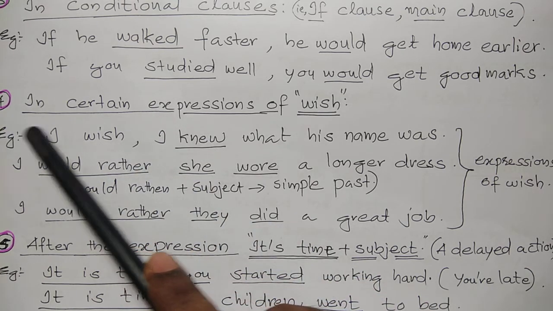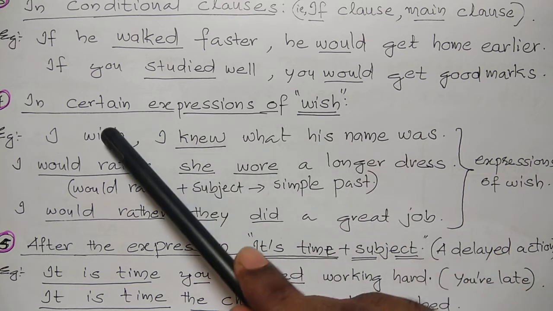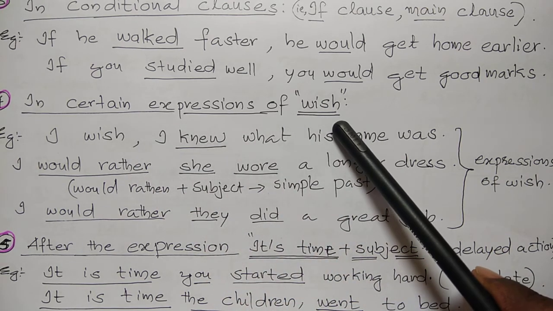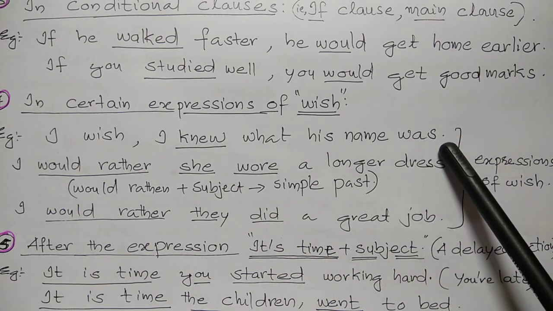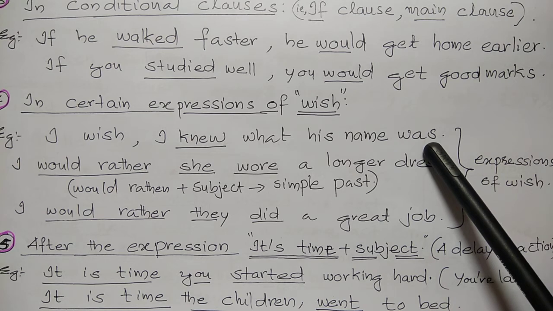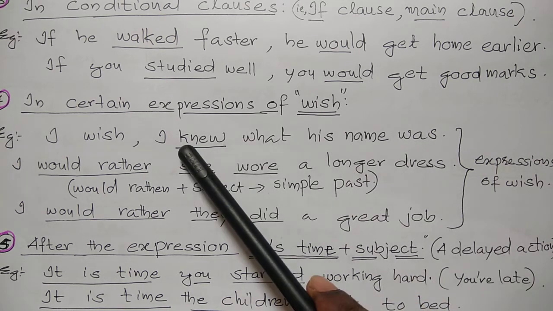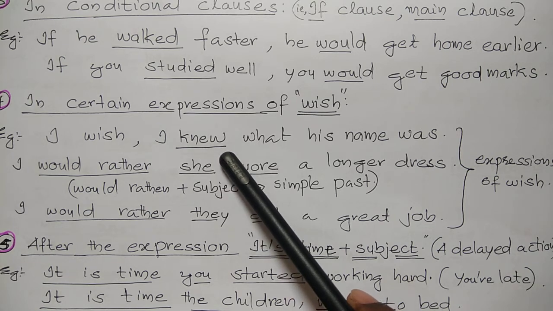Fourth case is in certain expressions of wish. See the example. I wish I knew what his name was. It's a part of a wish. So we use simple past. I knew. Knew is the V2 form of know.